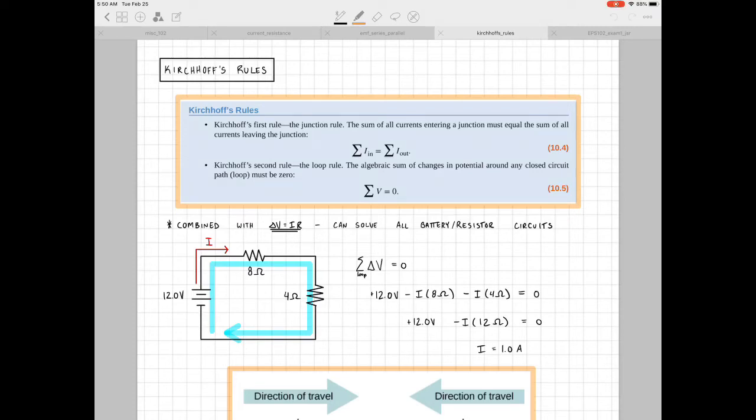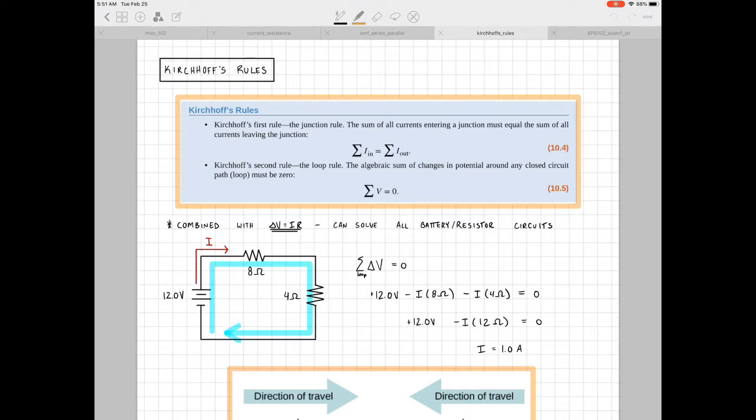All right, today we are going to continue looking at circuits, and we are going to discuss Kirchhoff's laws and also discuss how to approach analyzing circuits when we cannot reduce the circuit with equivalent resistance values.